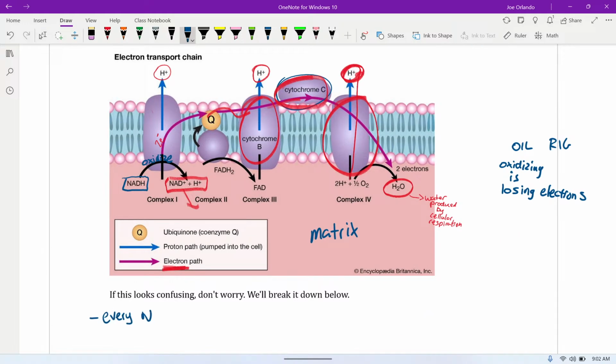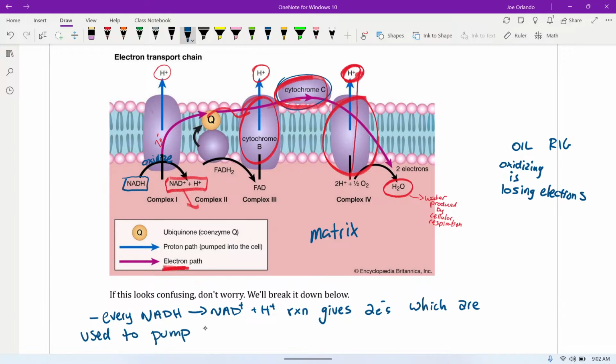Every NADH to NAD plus H plus reaction gives 2 electrons, which are used to pump 3 H pluses from the matrix to the intermembrane space.